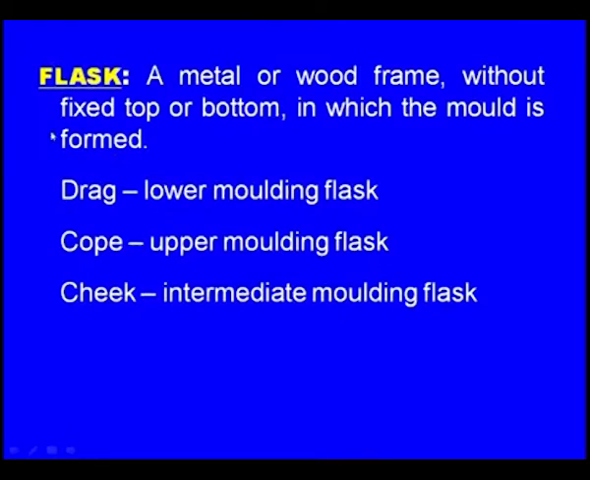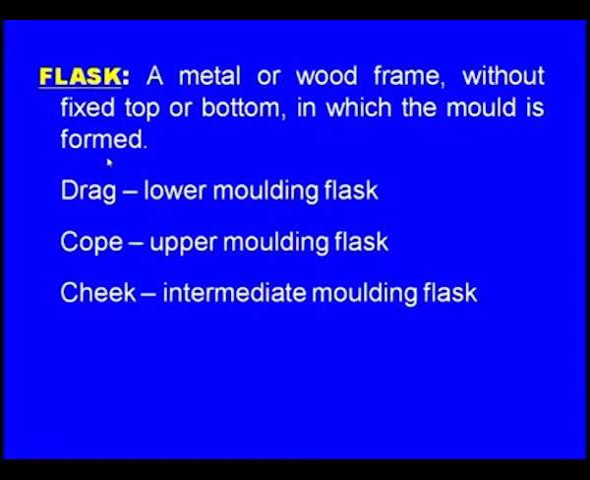Again, this flask is of three types: drag, cope and cheek. Generally in the sand moulding process we use two moulding boxes, one is the drag and the second one is the cope. Drag means the lower moulding flask, whereas cope means the upper moulding flask. Sometimes, depending upon the complexity of the component, we also use an intermediate moulding flask, which is known as the cheek.